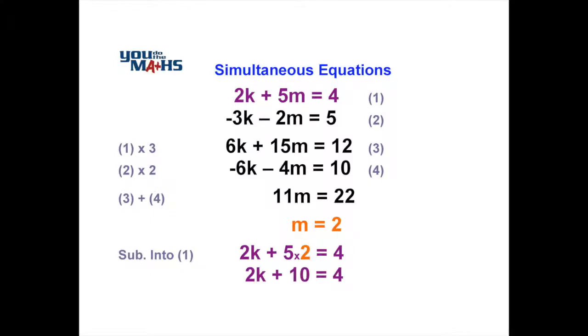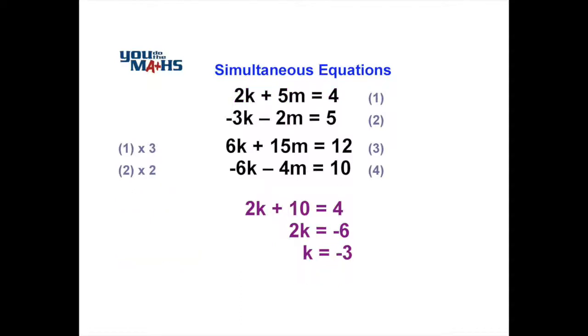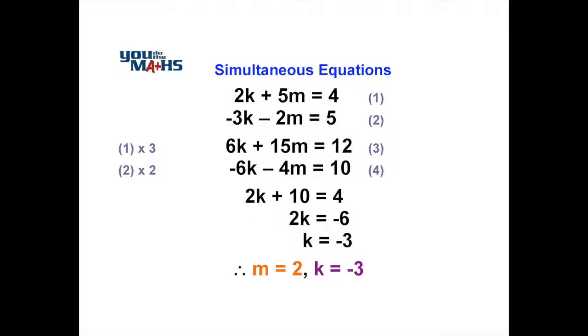We now look to get k by itself by removing the 10 and then the 2. You remove the 10 by subtracting and then divide by 2. And if we go through and solve that, we end up getting k equals -3 for the other unknown value. So the solution to the simultaneous equations is that m equals 2 and k is equal to -3. And we can check to see it's correct by substituting those values back into both equations to see that they both work.